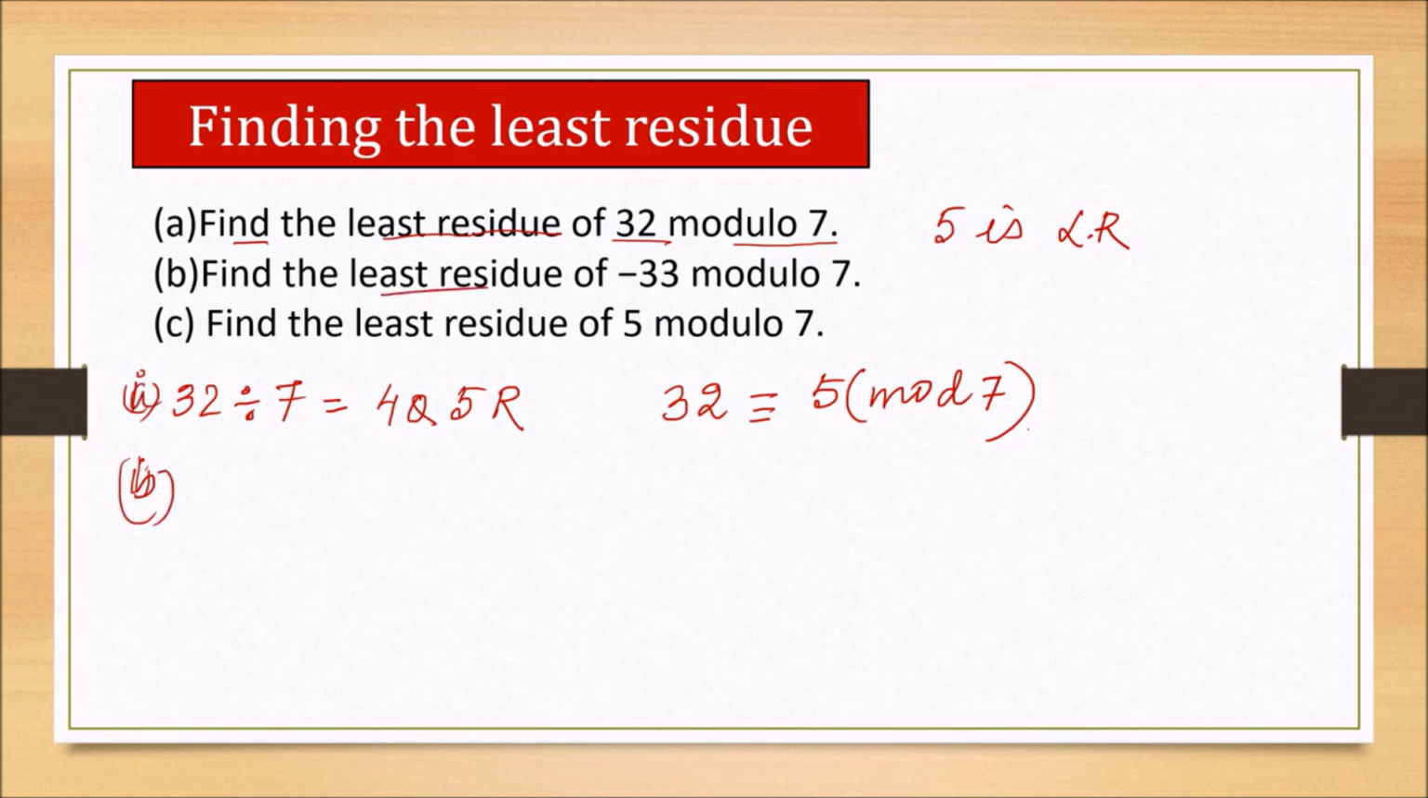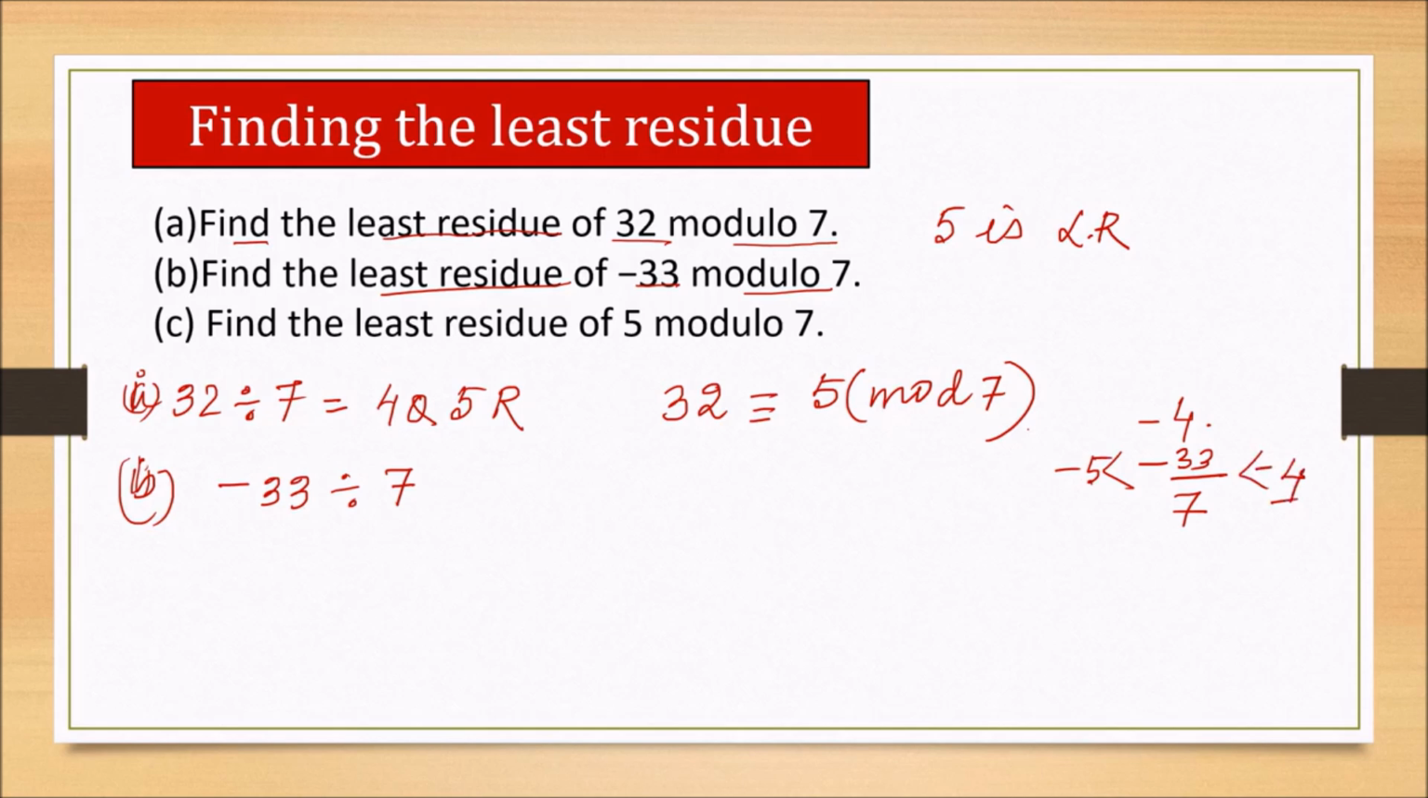Find the least residue of negative 33 modulo 7. When it is a negative number, we have to be careful. When we divide negative 33 by 7, the quotient is also negative. It will be negative 33 over 7, which is negative 4 point something, so it lies between minus 5 and minus 4.